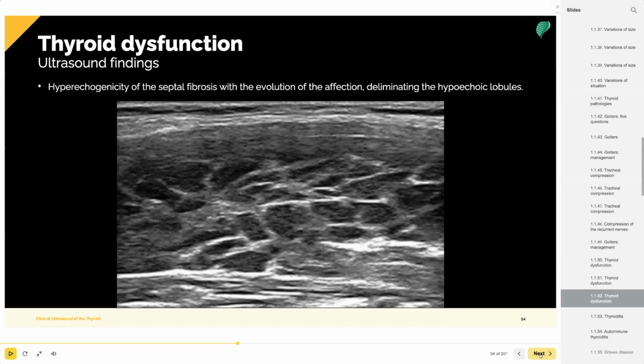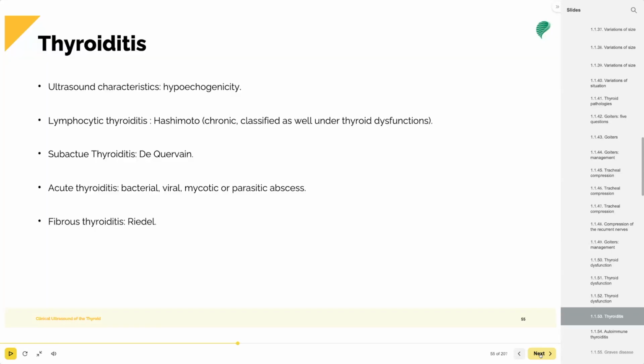This is an example of hyperechogenicity of the septal fibrosis with the evolution of the affection, delimiting the hypoechoic lobules. Thyroiditis. The main characteristic of thyroiditis on ultrasound is hypoechogenicity.